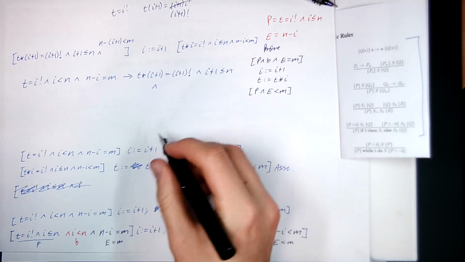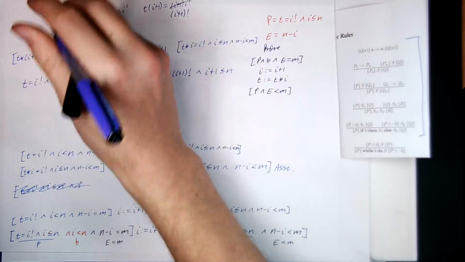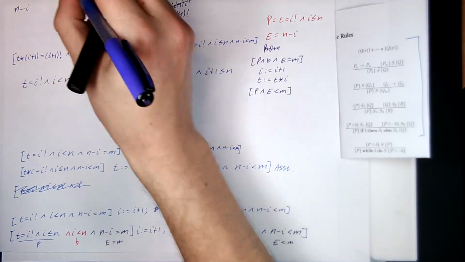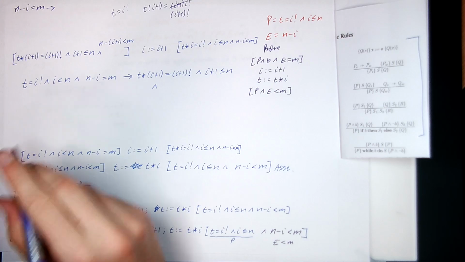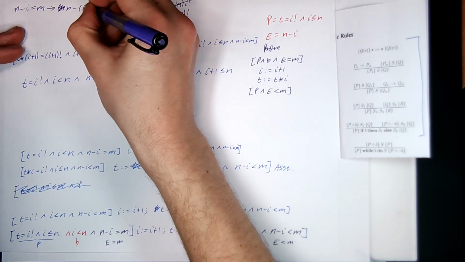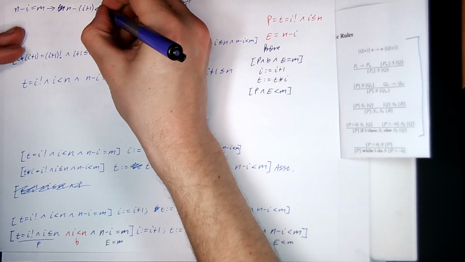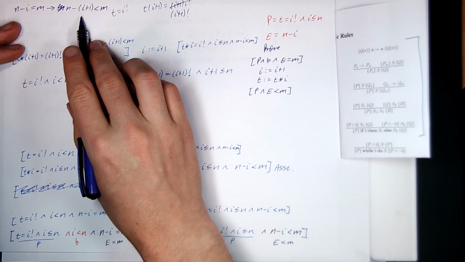Okay, and the last condition we require is that if n take I is equal to m, that needs to imply n take I plus 1 is strictly less than m. So we need to prove this implication here, which shouldn't be too hard.